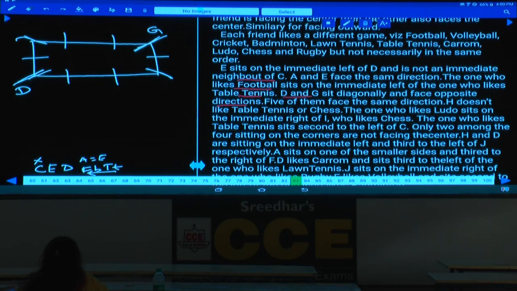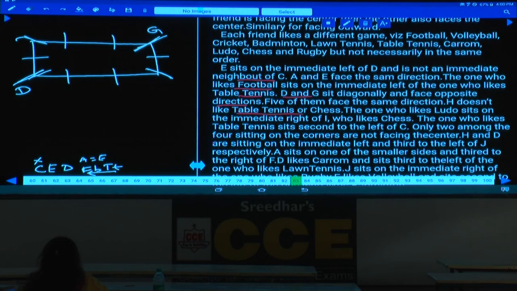D and G sit diagonally opposite, and five of them face the same direction. Among these eight persons, if five persons are facing the same direction, the other three must also be facing the same direction. Then it is five and three. What is the other possibility here?